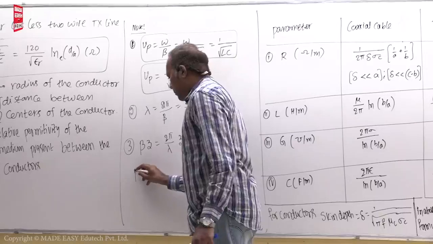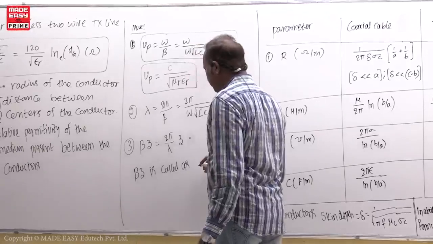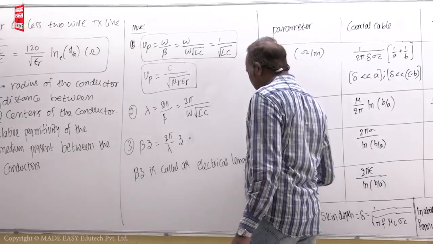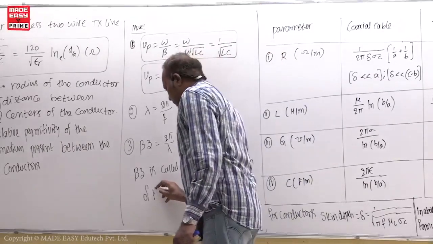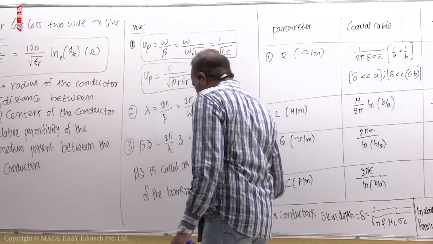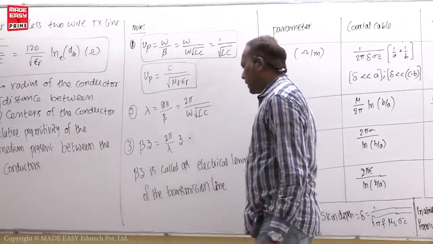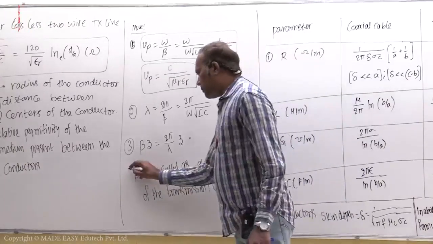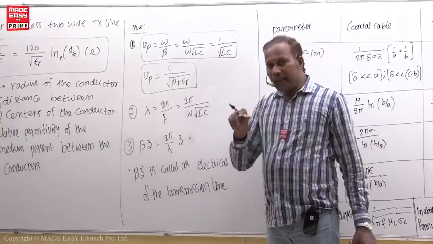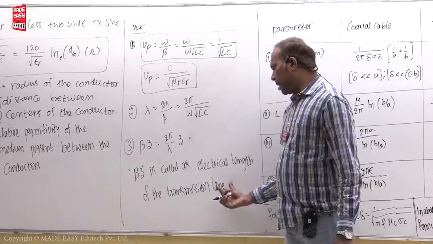Beta z is called the electrical length of the transmission line. Beta z is called the electrical length of the transmission line, because later on we will see beta into z decides the impedance of the transmission line. Impedance is an electrical parameter, so that is why this is called the electrical length of the transmission line.